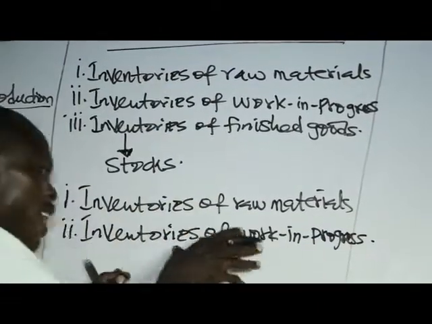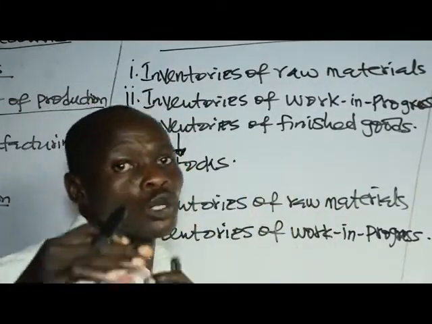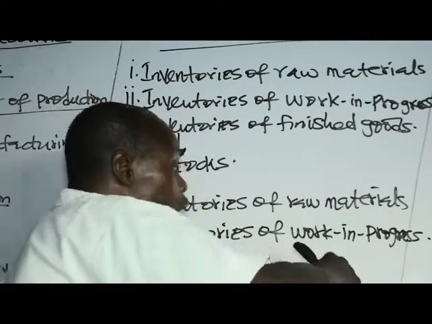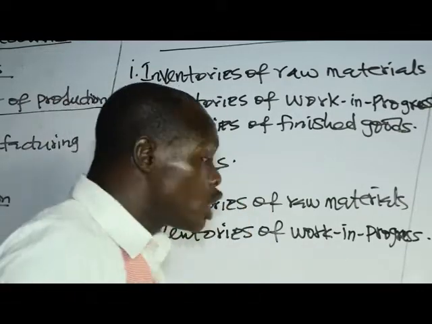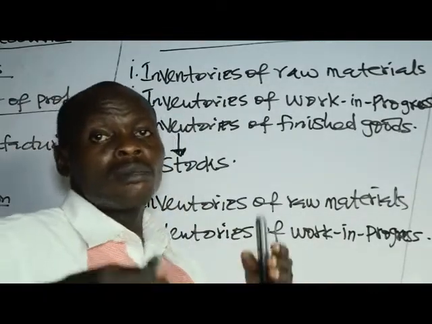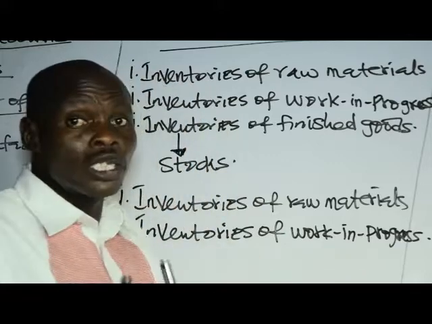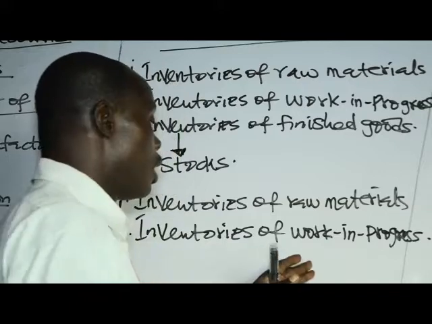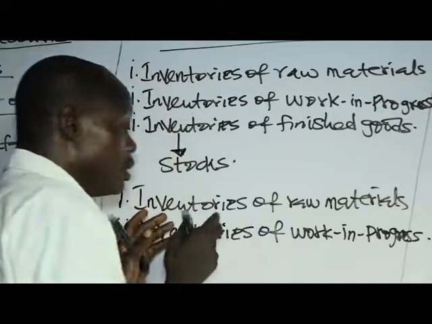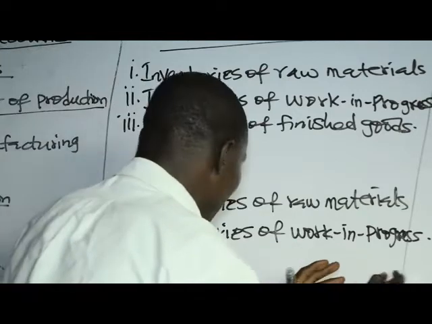These are the inventories of partly manufactured goods, partly produced goods. That is, goods that have not reached their final stage of production. That means the work is still in progress. They have not been produced completely. So, that is work in progress.